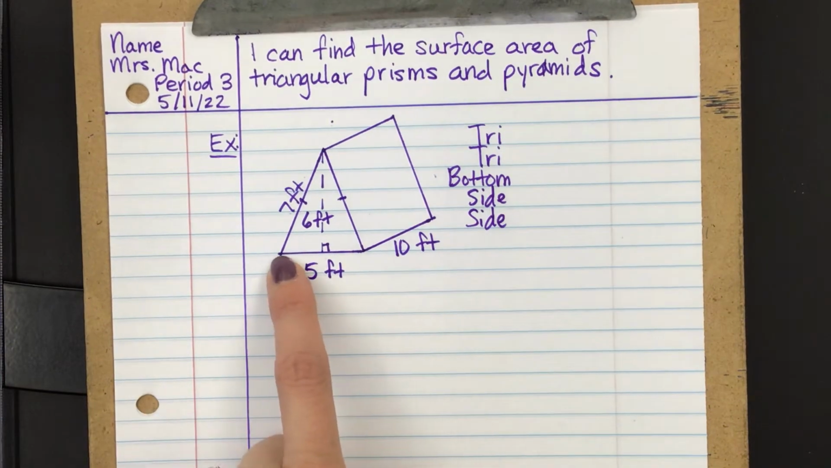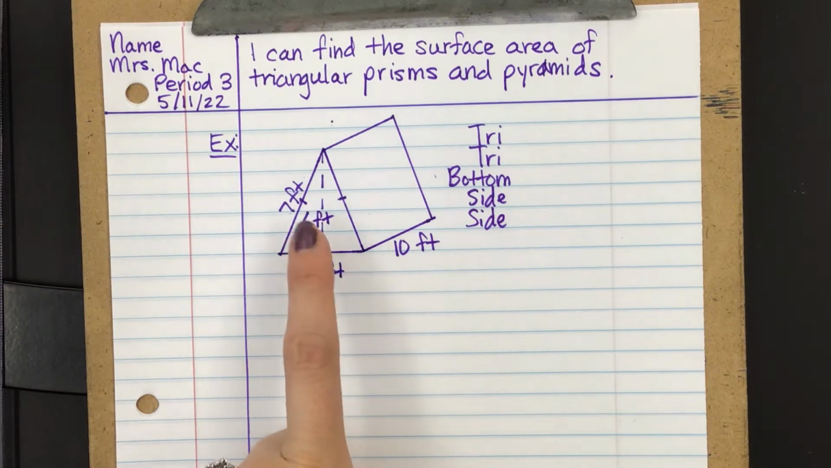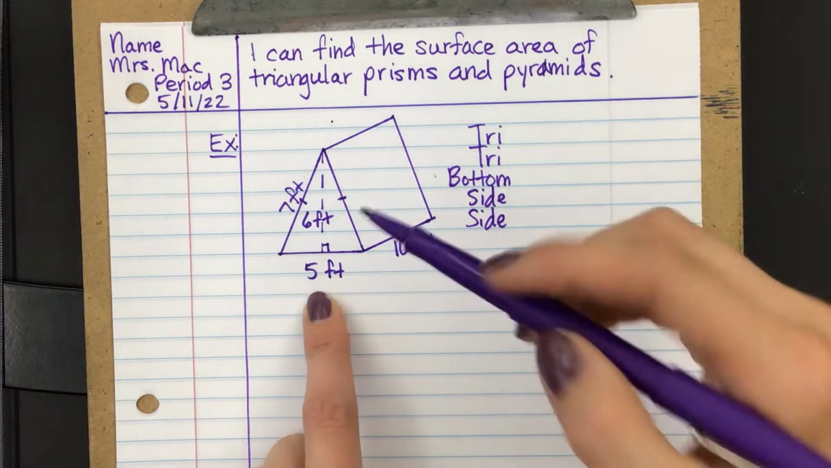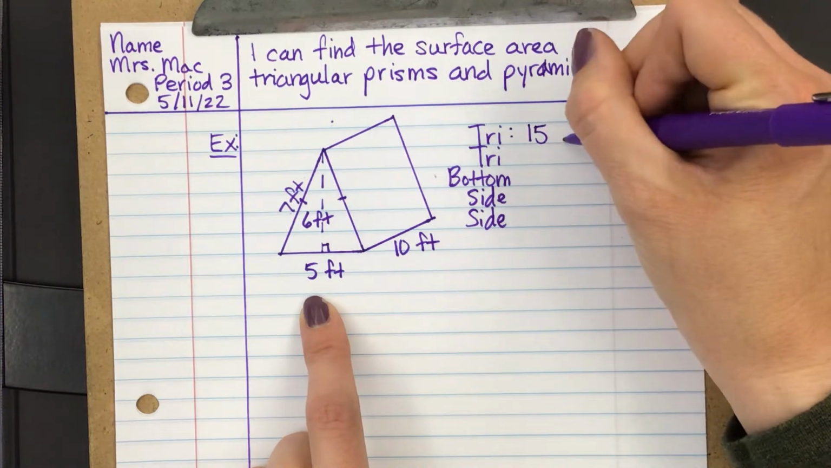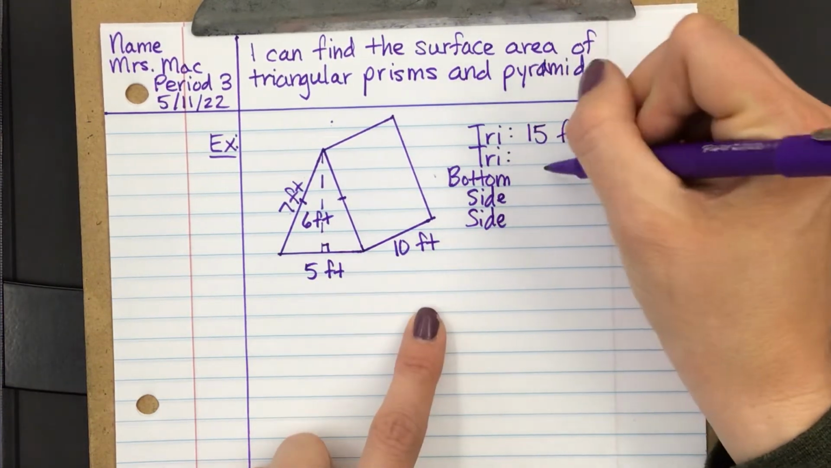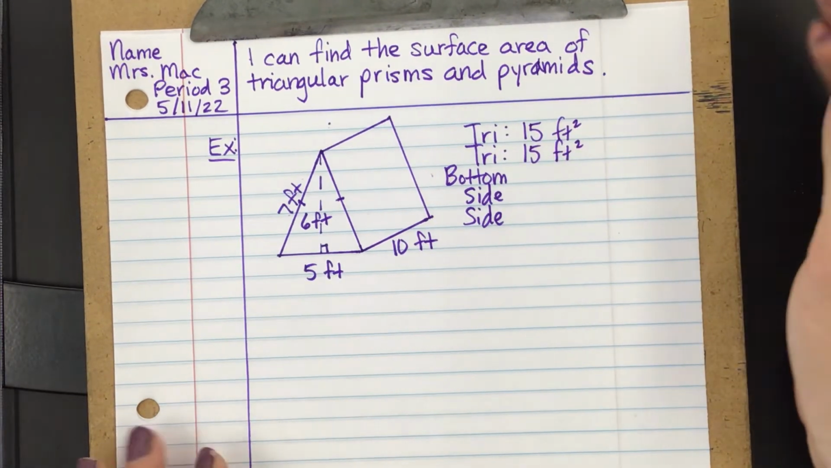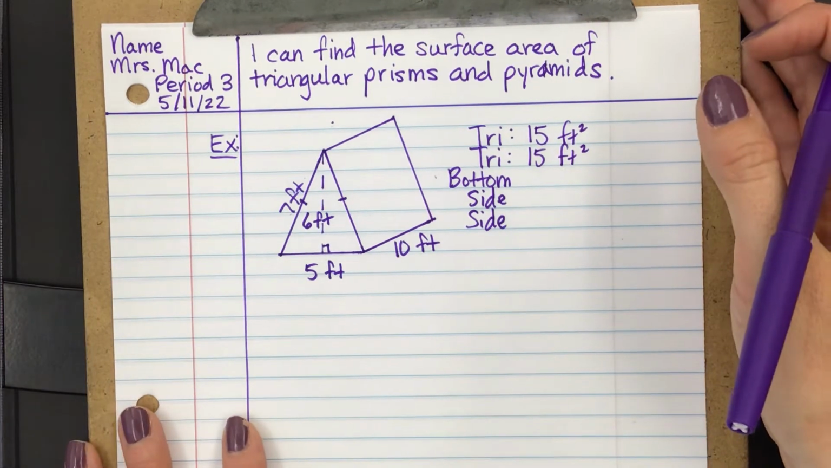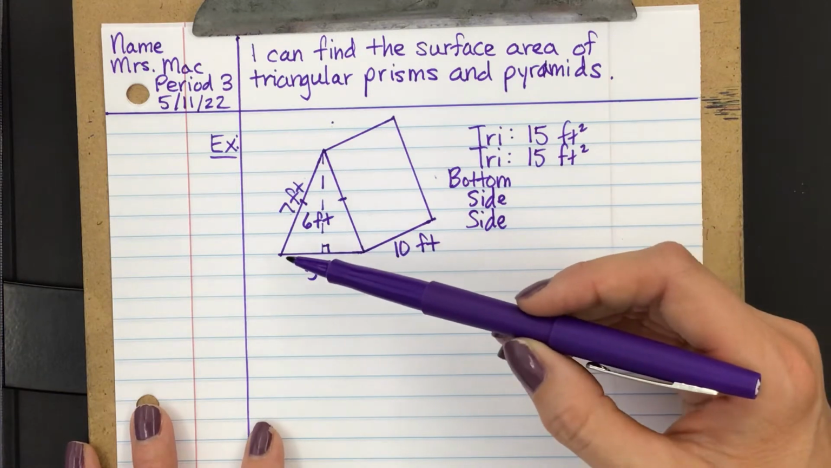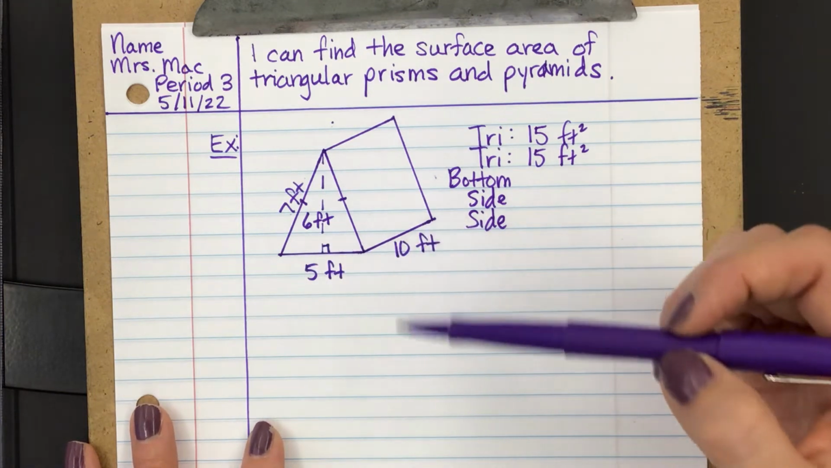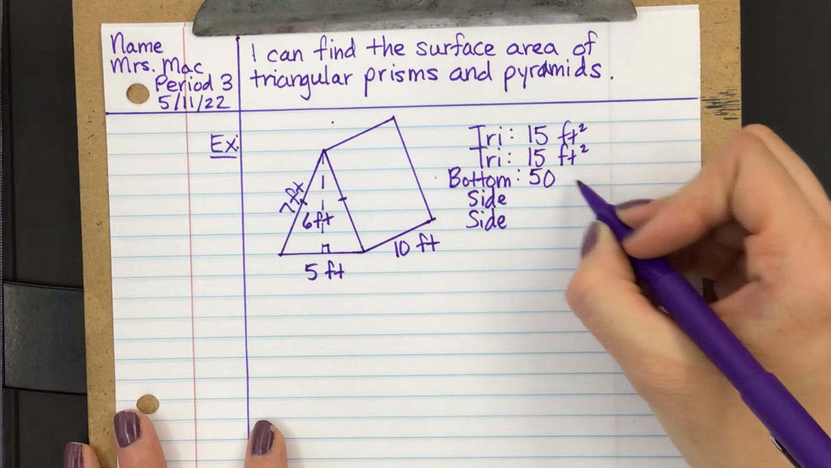Now for our triangle, the base is 5, the height is 6. So it's base times height divided by 2 for a triangle. So this is 30 divided by 2 is 15. Now, the front triangle is 15 feet squared, and the back triangle is going to be the same. It's going to be 15 feet squared. Now, you can't see the bottom, but you can tell what the dimensions are. The bottom is going to be 5 by 10, and it's a rectangle on the bottom. So that's just going to be an area of 50.